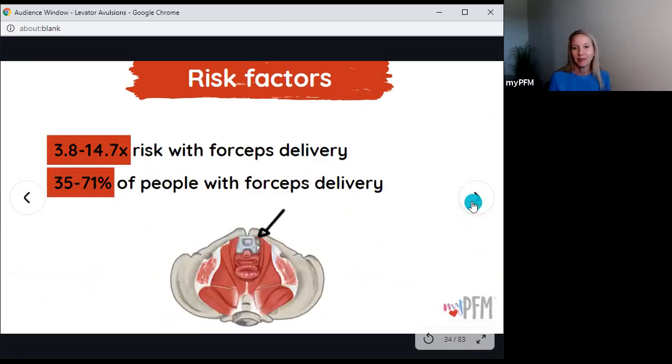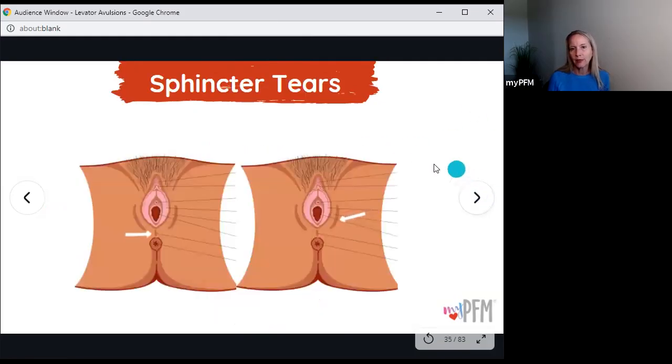All right. So regarding forceps delivery, 35 to 71% of people with forceps delivery have levator avulsions, and it increases your risk by 3.8 to 14.7 times. So that's an incredible amount.